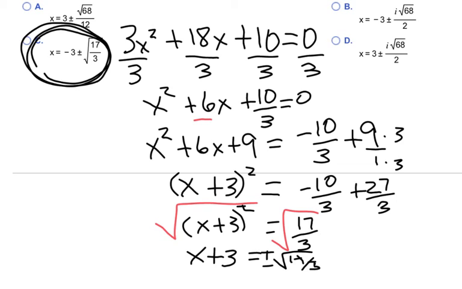I hope this makes sense. Let me know if it doesn't, and I will try again. I know this is a little bit messy.